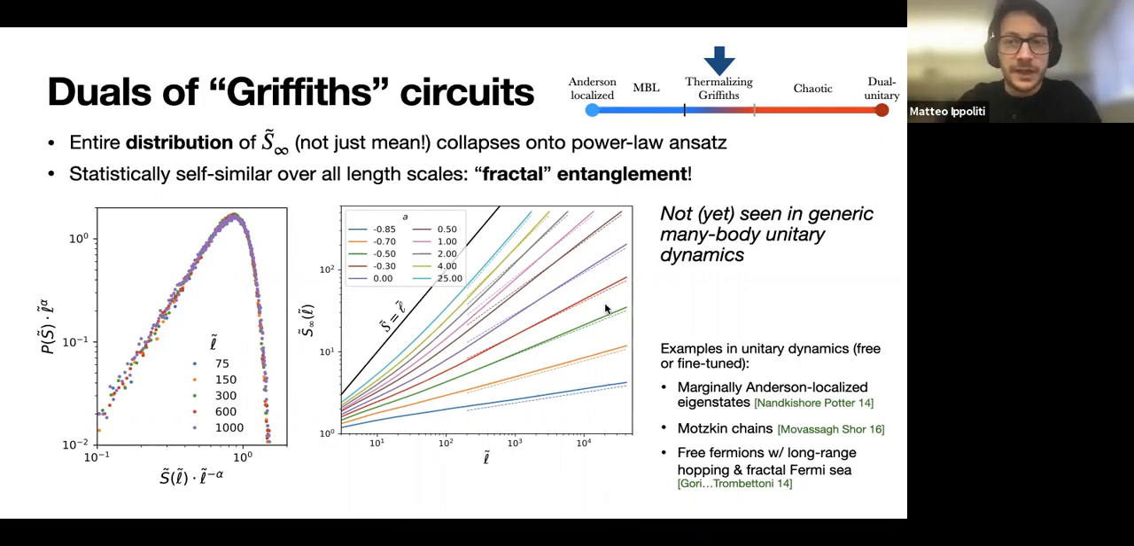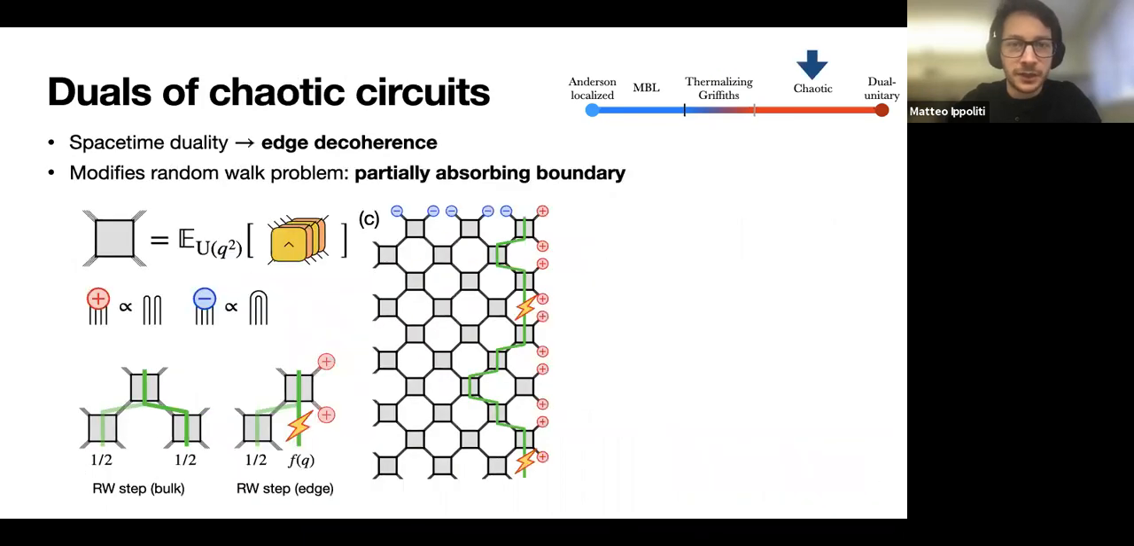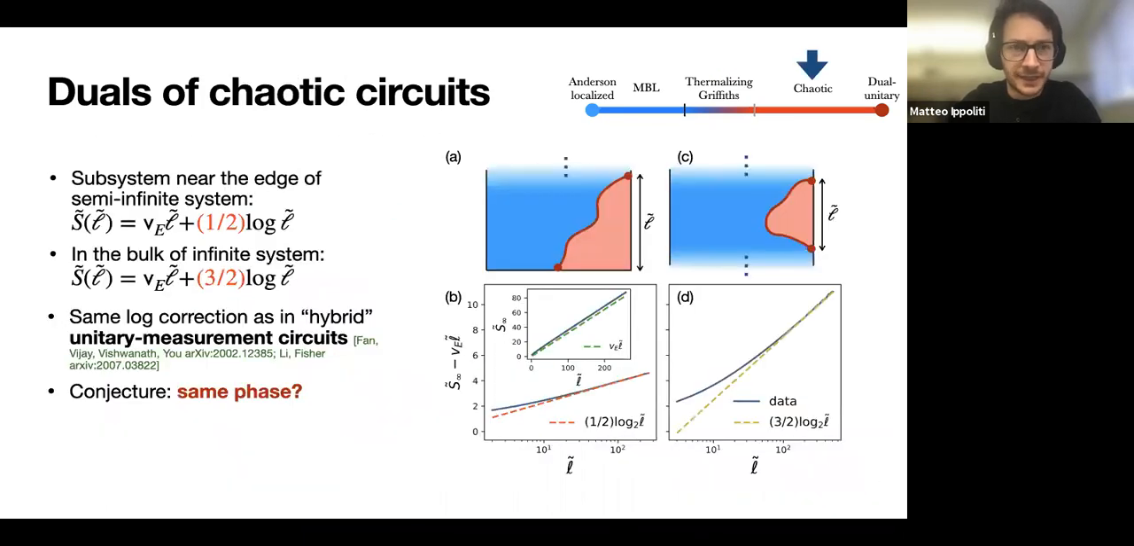So, right, then I'll also skip past the chaotic circuits, other than telling you that we initially found this 1/2 log L correction because we were thinking about systems near the edge and thought that that signaled a different phase from the one that was known in more general unitary measurement problems. But then we realized that if we actually looked at the same thing for a subsystem in the bulk of an infinite system, we actually got 3/2. And that matches exactly with the result that's at least conjectured to be valid in this non-thermal volume law phase in the presence of measurements.